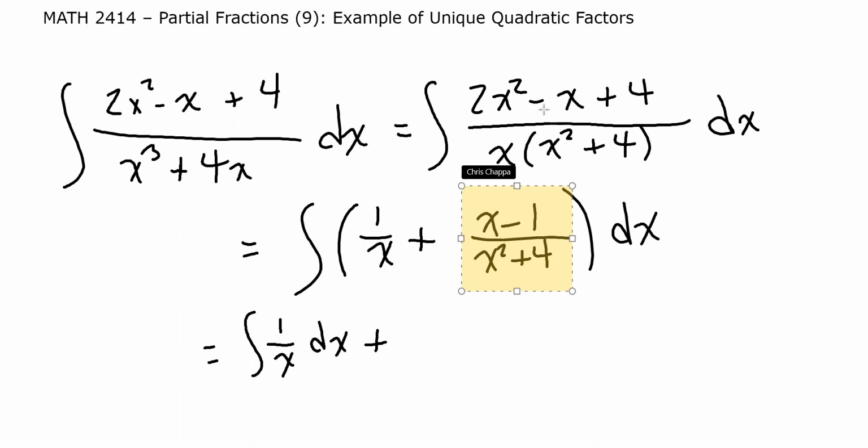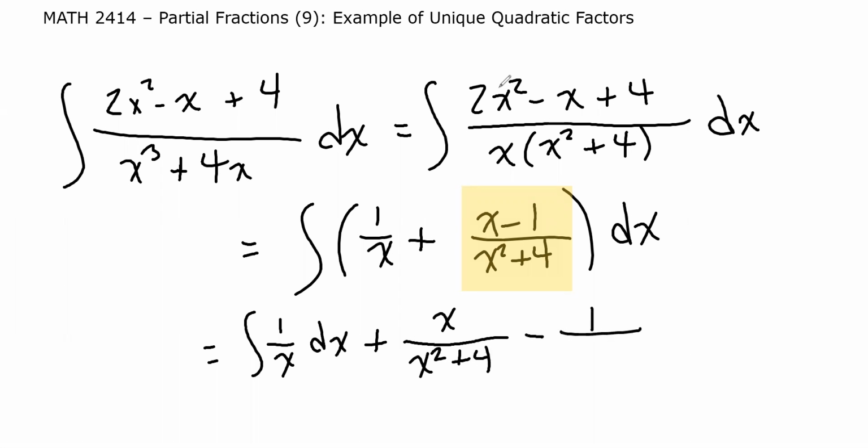If you are integrating a fraction where the denominator is x squared plus a number, like this, then you might be better off splitting this into two separate fractions, each with the same common denominator. In other words, let's split this into x over x squared plus 4 minus 1 over x squared plus 4. And you might be thinking, why would we want to do that? Now we have two fractions instead of one.